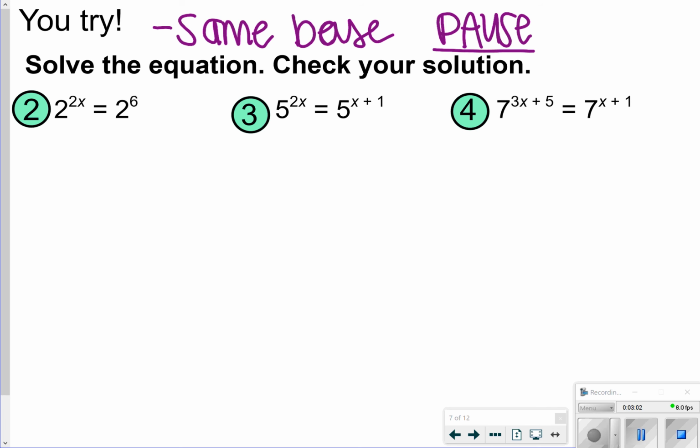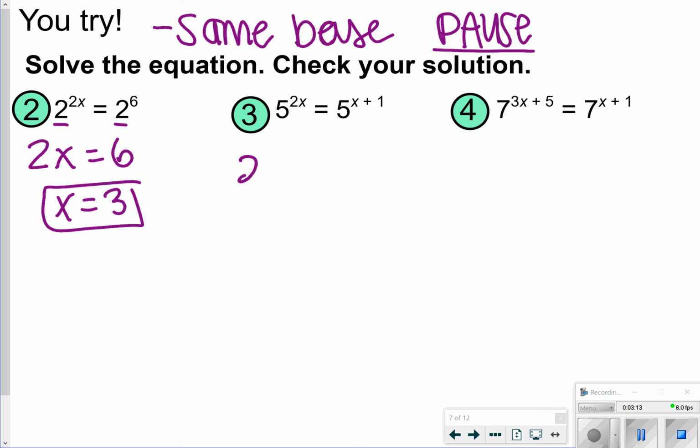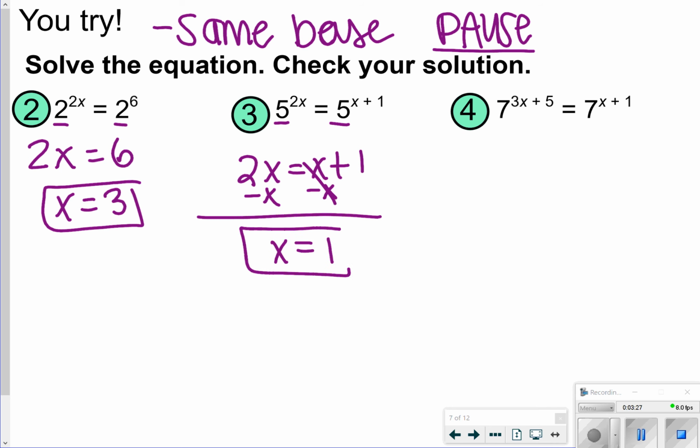So for number 2, you should have written 2x is equal to 6 because your bases are both 2's, so that means x is equal to 3 for number 2. For number 3, you can write 2x is equal to x plus 1 because we have both 5's as our bases. I'm going to subtract x from both sides to get them all on the same side on the left side. So I get 1x, or x, is equal to 1 for number 3.